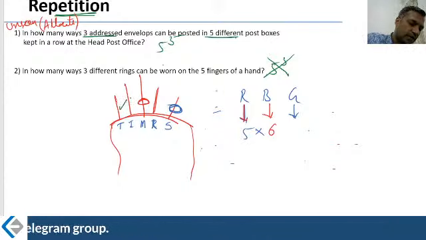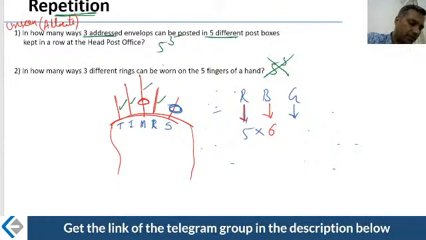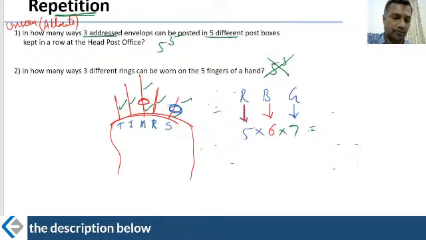Anywhere on this finger 1, anywhere on this finger 2, anywhere on this finger 3. Here above or below. All right, therefore that is 5. Here also above or below. So how many there? Therefore 7. That becomes your answer, my friend.